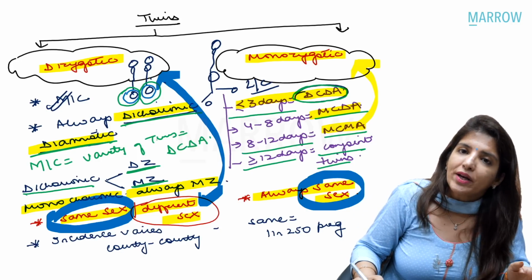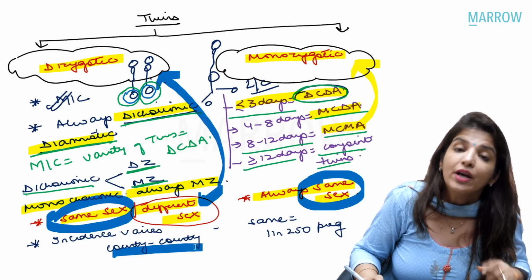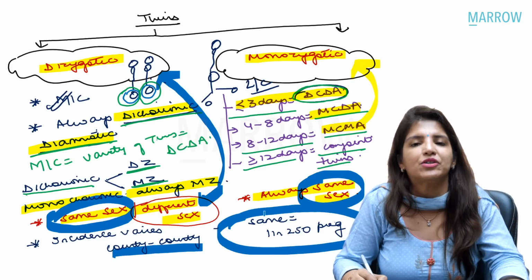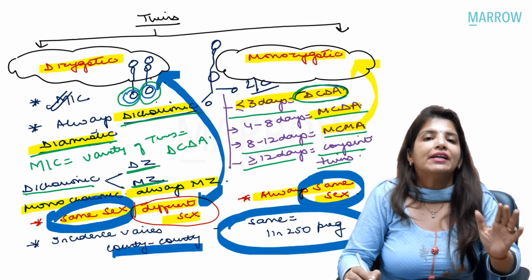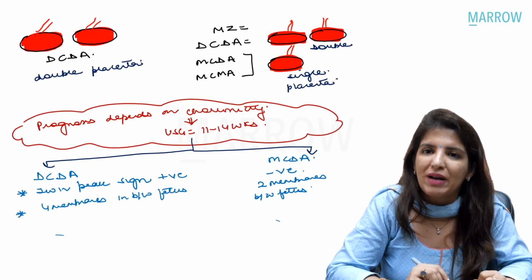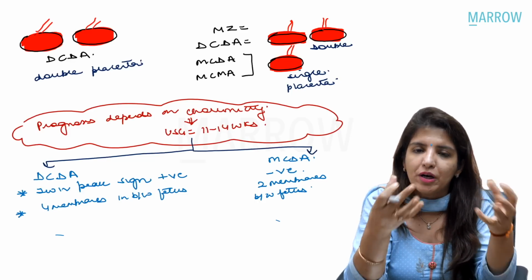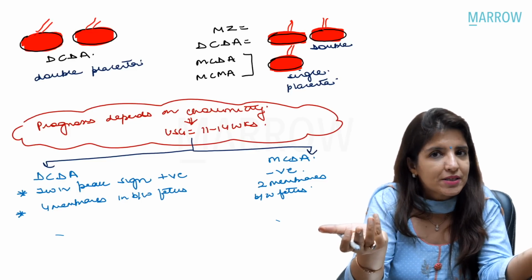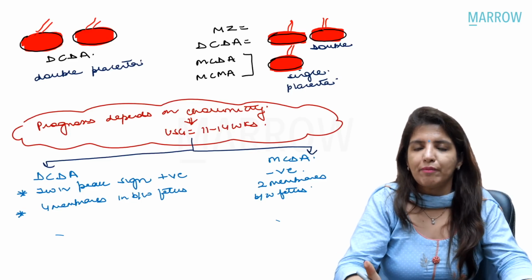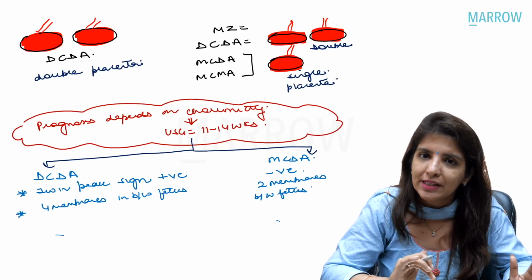Then, the next very important point is that the incidence of dizygotic twins varies from country to country, whereas the incidence of monozygotic twins is the same throughout the world, and that is 1 in 250 pregnancies. That is 4 in 1000 pregnancies. Now, let's talk about placenta. Because in dizygotic twins there are 2 ova, 2 sperms, 2 zygotes, there will always be 2 placentas. Whereas in monozygotic twins, if they are dichorionic, diamniotic, there will be 2 placentas. If they are monochorionic, there will be a single placenta.